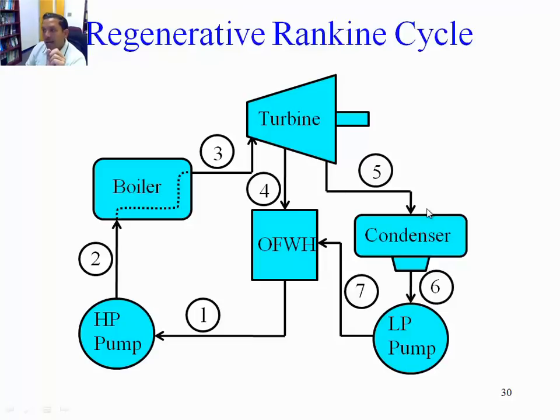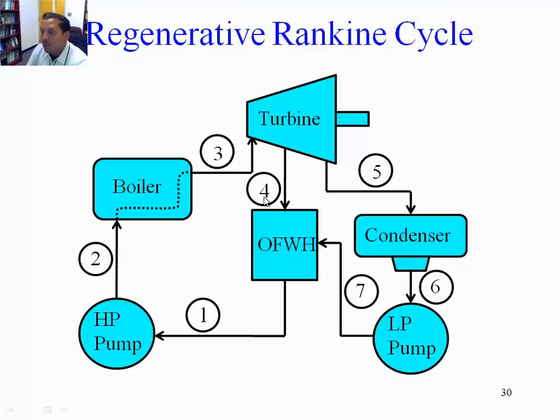Now the final exit of the turbine, the vapor that comes out of the turbine, usually wet vapor, is passed again through a condenser the same way, and then the condenser saturated liquid is created. It's passed through a low pressure pump in order to match the pressure of the open feed water heater, because remember that all streams going in and out of the open feed water heater have to be at exactly the same pressure for this system to operate.